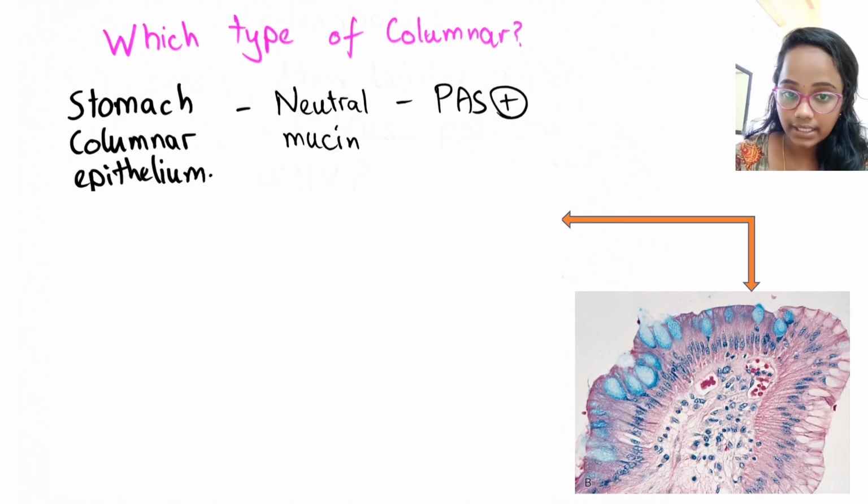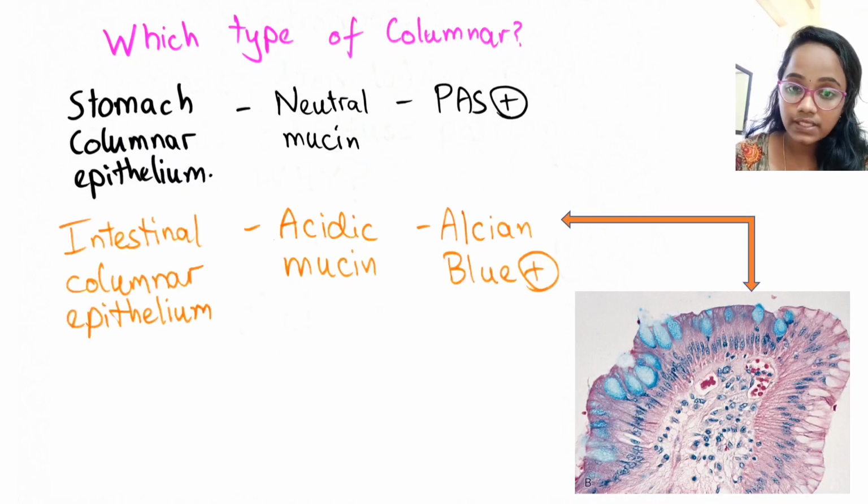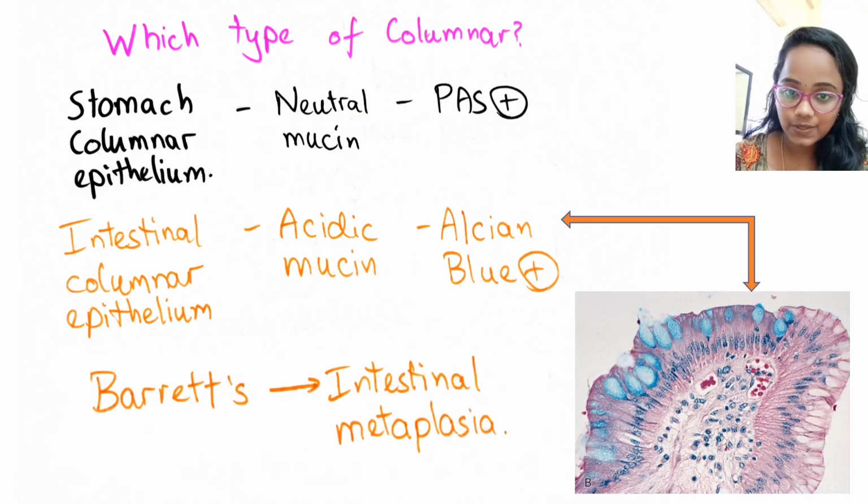But the intestine is naturally alkaline in nature. So intestinal columnar epithelium has acidic mucin. It is stained by Alcian blue. So stomach is PAS positive, intestinal epithelium is Alcian blue positive. In Barrett's esophagus, we mostly get that intestinal type of metaplasia. That is, Barrett's esophagus shows Alcian blue positivity. Thank you.